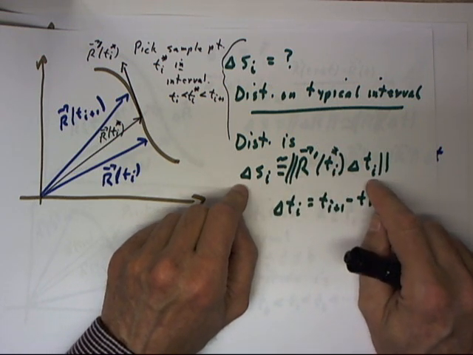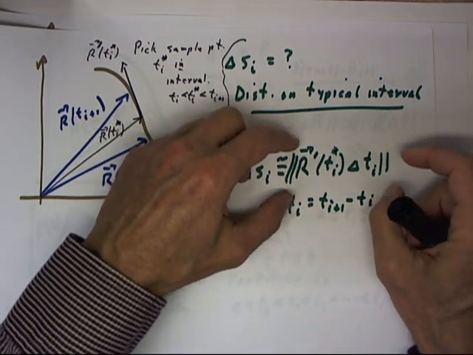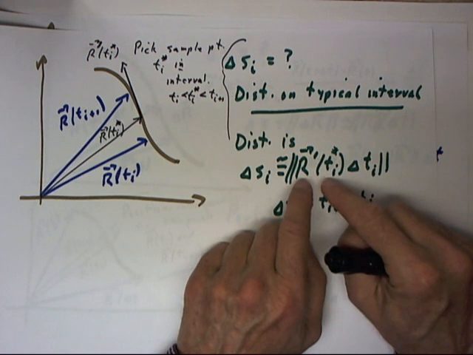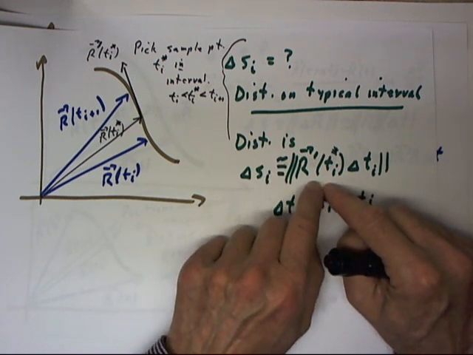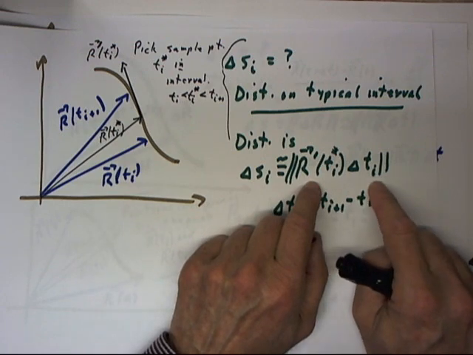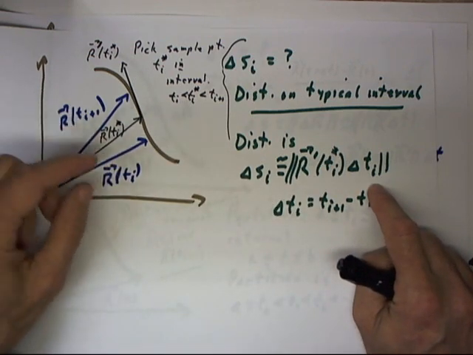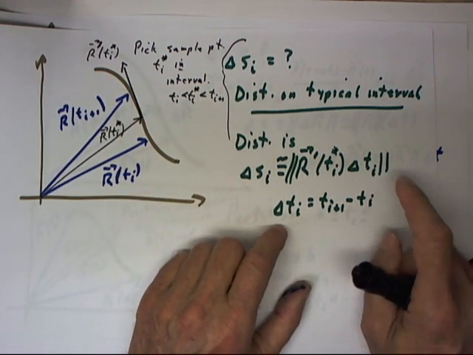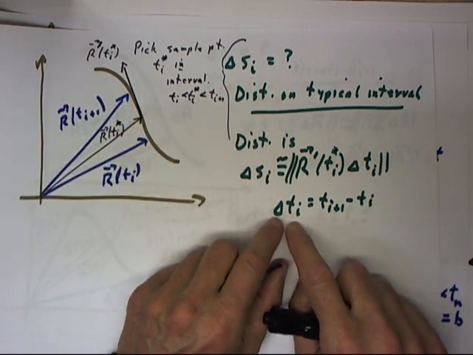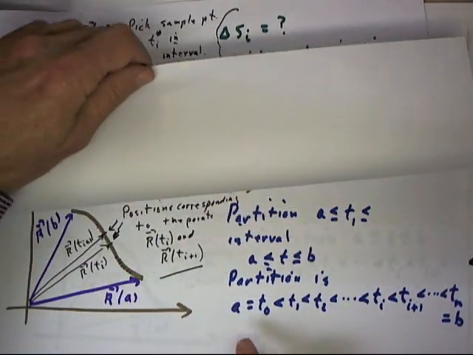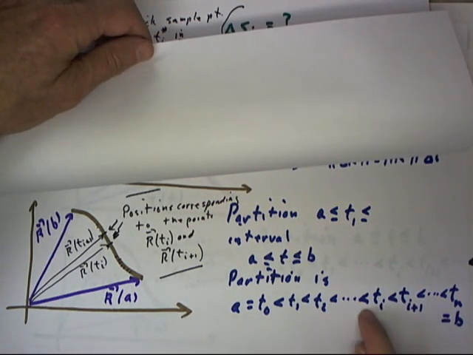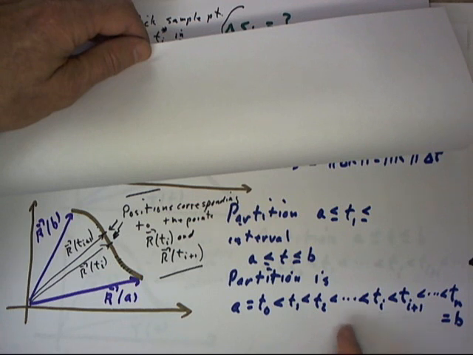As delta t sub i approaches 0, this r prime vector is not going to have much room to vary. It's not going to be able to vary by a whole lot, so that this approximate equality becomes an equality. Now, what do we mean by delta t sub i here? That's the time interval corresponding to this change in position here, to this segment of the curve, and delta t sub i is just t sub i plus 1 minus t sub i. We go back to our partition. We're partitioning into typical intervals, and the delta t on any interval will be the change in the t from the beginning to the end of that interval.